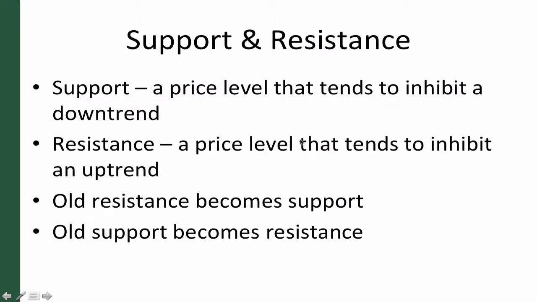Support and resistance are two concepts that are important to understand. Support is a price level that tends to inhibit a downtrend. For example, if a stock is falling in price, at some point people will look at that and say, man, this is a deal at this price, I'm going to start buying. And that place where people start buying tends to be the same place that they started buying last month or the month before that. Resistance is the opposite.